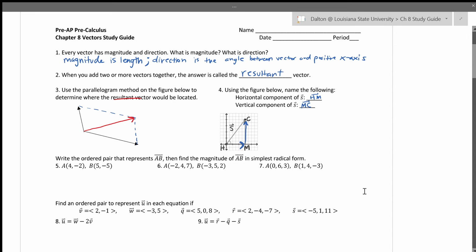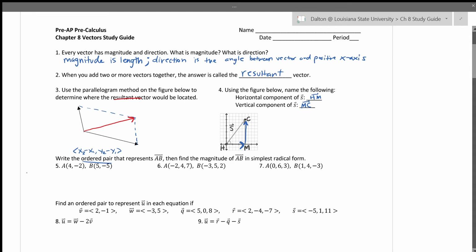Numbers 5 through 7. I'm asking you to write the ordered pair that represents vector AB and then to find the magnitude of that vector in simplest radical form. So this one has two parts. Part 1, in order to write the ordered pair, ordered pairs are found when you do x2 minus x1, y2 minus y1. And of course, that's in 2 dimensions. In 3 dimensions, you're just going to do z2 minus z1.